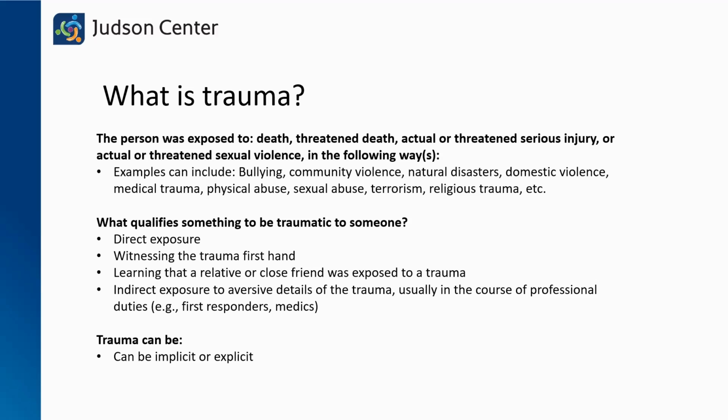So trauma can be either implicit or explicit. So what does that mean? Explicit trauma is a traumatic event that you can remember or recall, while implicit trauma is trauma that is not remembered. Our ability to remember begins around the age of 3.